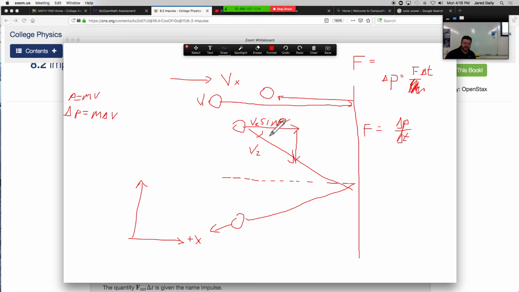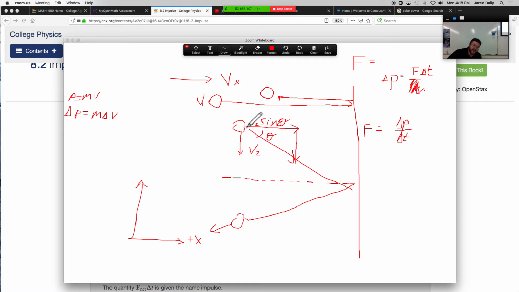Sine theta. That's theta. So that's V2 sine theta, right? And these are our initial velocities coming in, and then final velocities going out. Well, the final velocity of this one is going to be bounced over this direction. It's still going to have some downward movement. It's starting off with this downward velocity here.